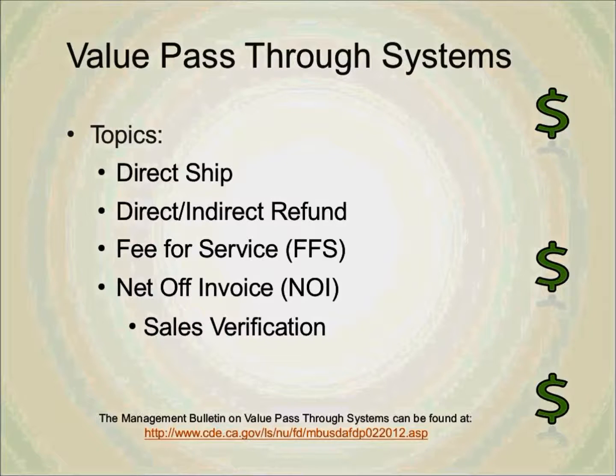In this webinar, we are going to discuss how to make sure that you are receiving your entitlement discount when diverting USDA foods to processors by understanding the 4 value pass-through systems: direct ship, direct indirect refund, fee-for-service, and net off invoice.